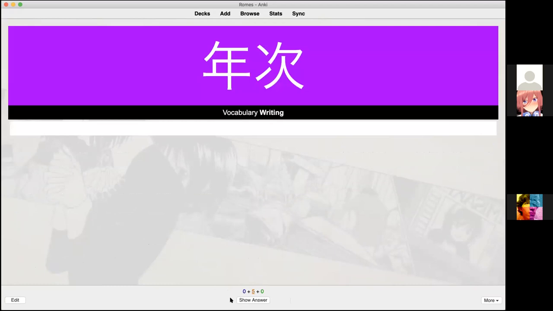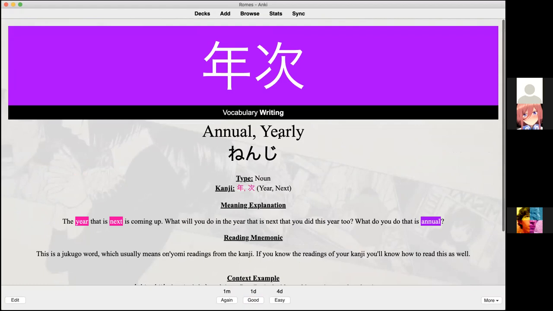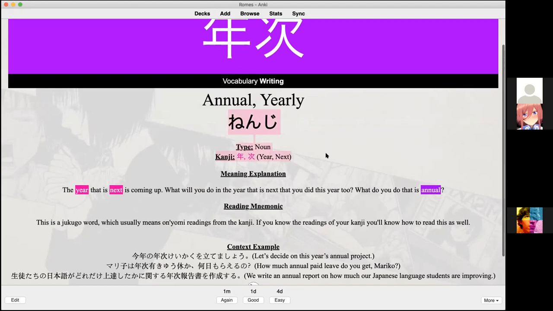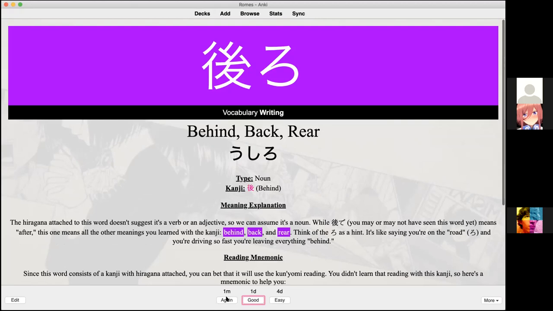It has vocabulary writing, and this is basically a card. I'm not sure if this is the right moment for explaining what Anki is, but you have a card with a front part, and you try to remember the back of the card, then you click and you see the explanation and what you were supposed to remember. If you guess it correctly, you say you did good. If not, then you need to see the card again. And then the amount of time in between cards starts getting really long.